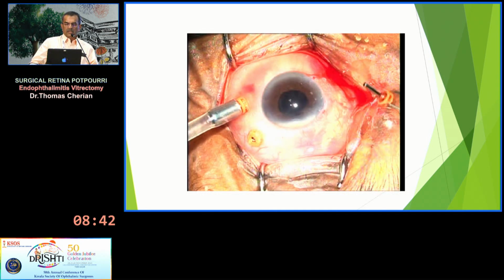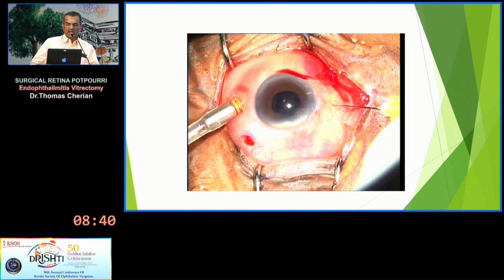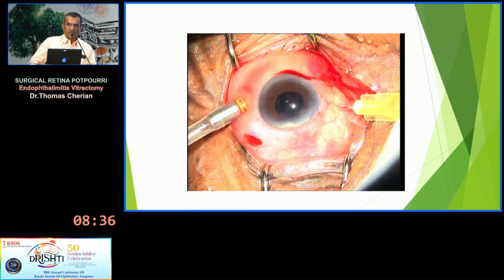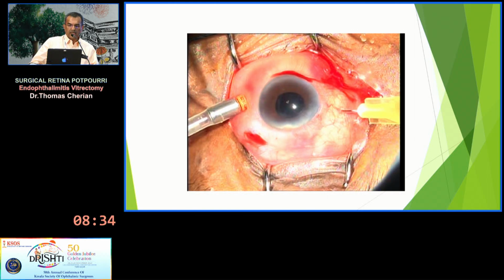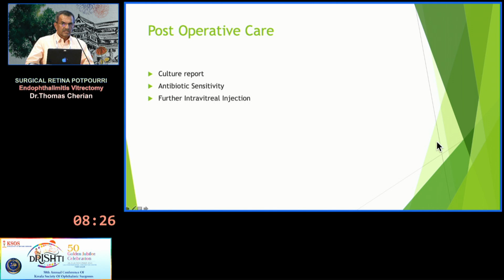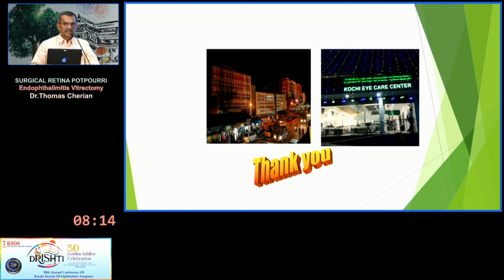Here I pulled out the ports and then injected antibiotic. You can either inject through the port or pull out the port, pull out the trocar cannula system and inject the antibiotic and close the case. Wait for a culture report. You have already injected your choice of antibiotics. Look for the antibiotic sensitivity, and based on your culture report and on the progress of the case, decide on further intravitreal injections. Thank you.